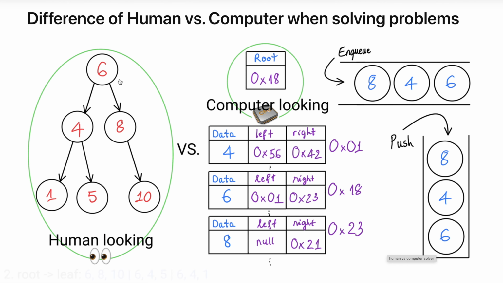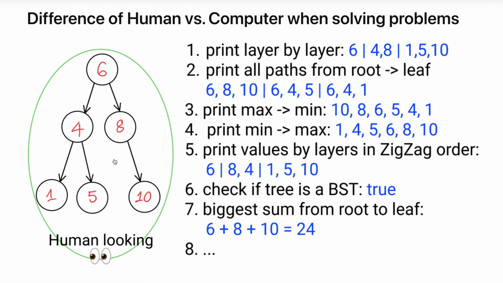Let's take another example. Problem number 2, print all paths from root to leaf. When we humans solve this problem, again, we're gonna have the context of the whole tree by looking at it, and then we're just gonna pick the nodes in the order of the problem requested. In this case, that order is gonna be 6, 8, 10, 6, 4, 5, and 6, 4, 1. So that's how the human mind solves this problem. And if we keep going on our problem set, you can see this pattern as human gonna have a look at the whole tree and change the order of node selection to satisfy the problem requirements. That's how human mind works.